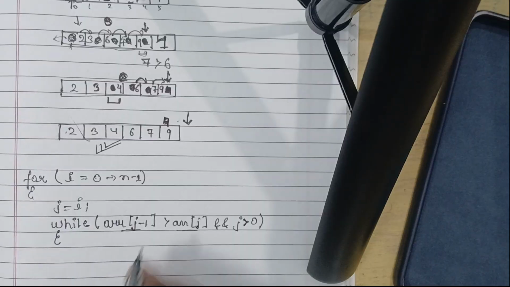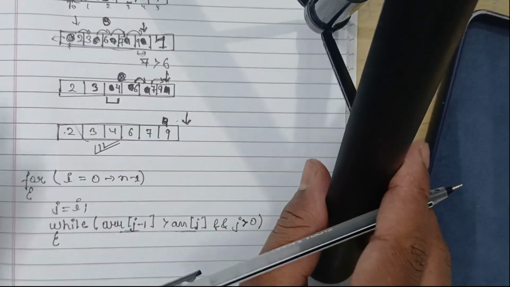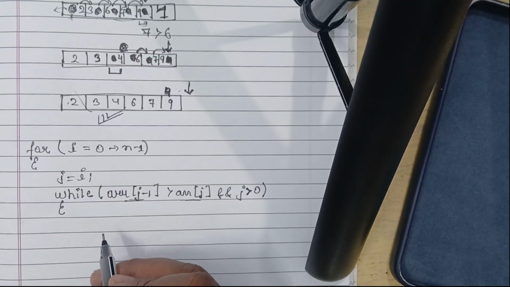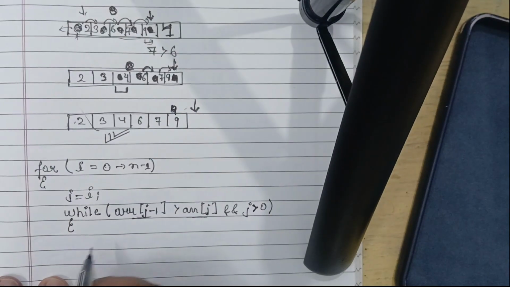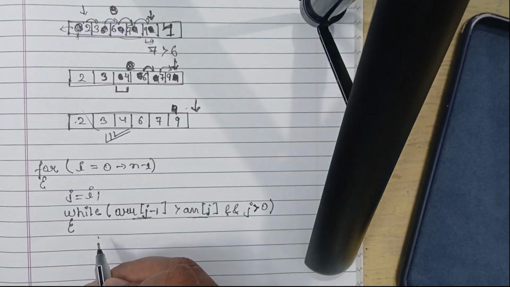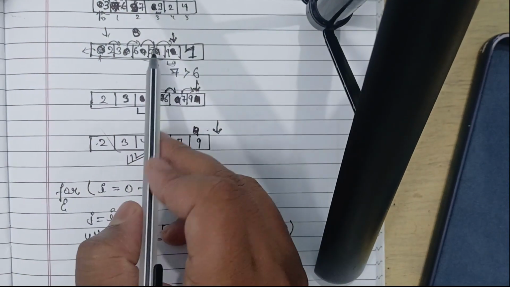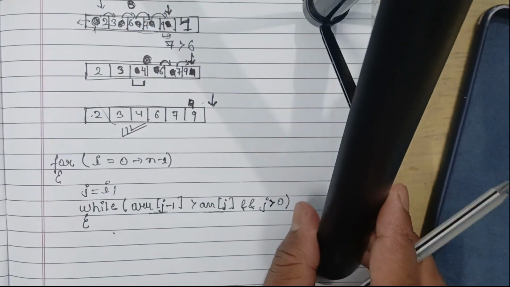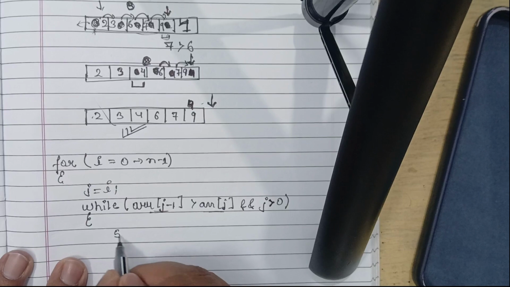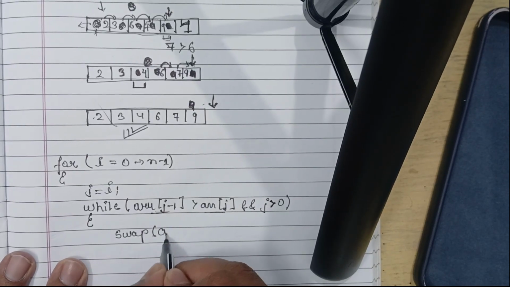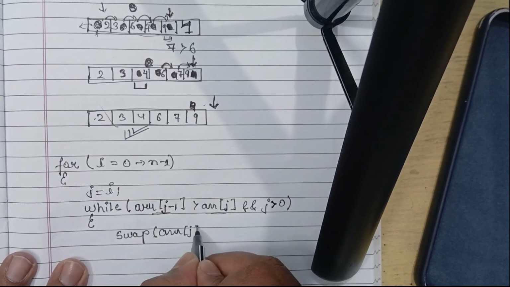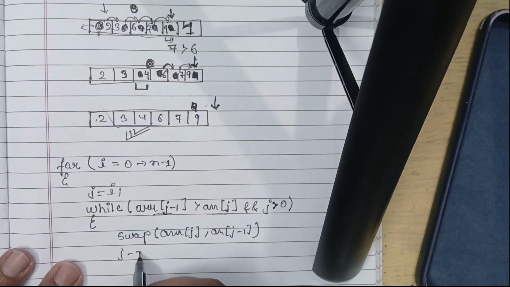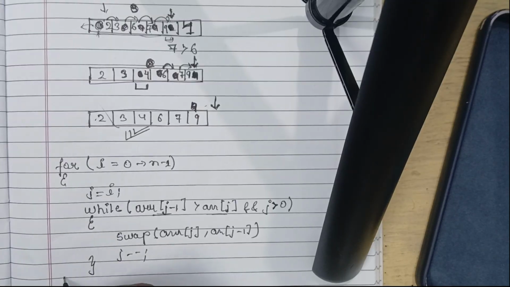Now inside it, what I have told you is that you have to go to the left. So how can you go to the left? Using j minus minus. But what do we have to do with j minus minus? Let's write it first. You need to move the element to the right and then do the j minus minus. So first we will swap ARR of j and ARR of j minus 1, and then you just move to the left.